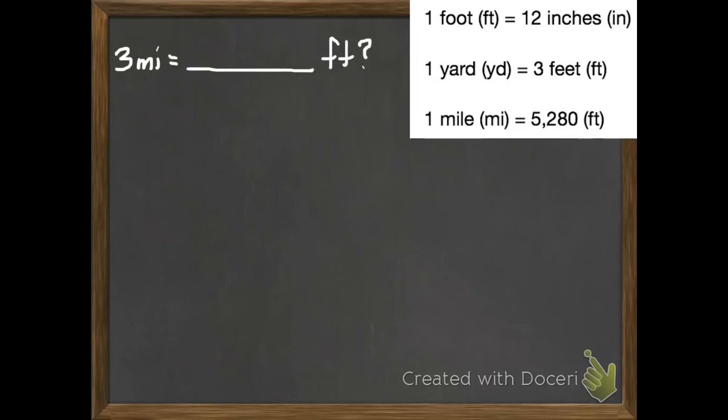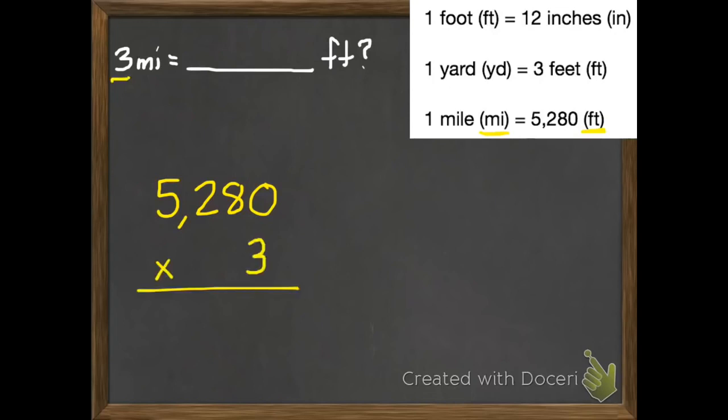So our first example is 3 miles equals how many feet? So which of these facts at the right can help us figure that out? This one here at the bottom has miles and feet, so we're going to use that one. So 1 mile equals 5,280 feet. So we're going to need 5,280. And how many miles do we have? We have 3. So 5,280 times 3.